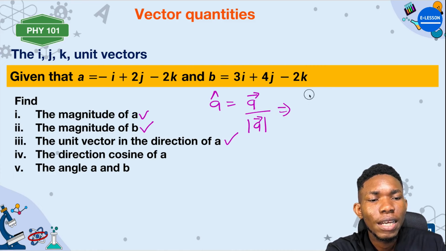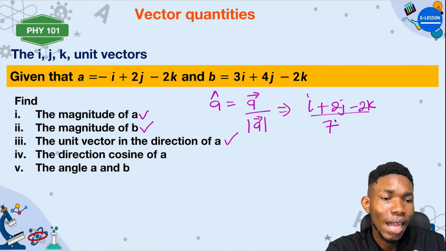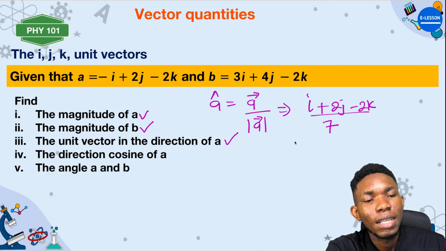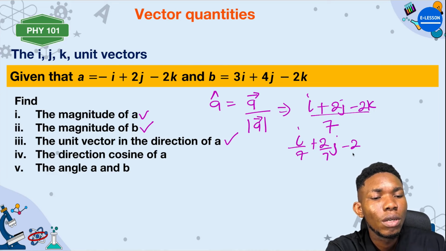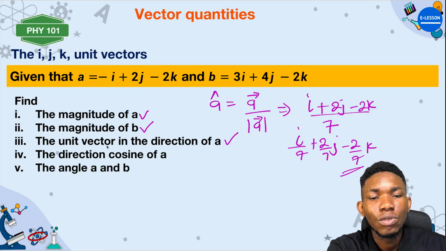So our unit vector in the direction of A would be minus i plus 2j minus 2k, everything divided by what? 7. Calculate and get your magnitude of A. Anything you get, that is what will be here. I'm just guiding you on how to go about the assignment. So at the end of the day, it's going to be minus i over 7 plus 2 over 7j minus 2 over 7k. Is that okay? That one is what I want from this unit vector in the direction of A.